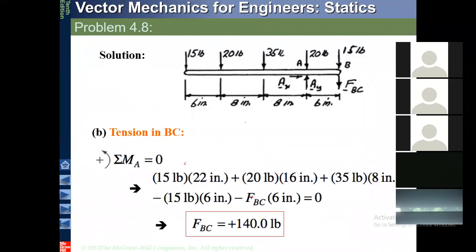So is there any question about this problem? Okay, no questions.